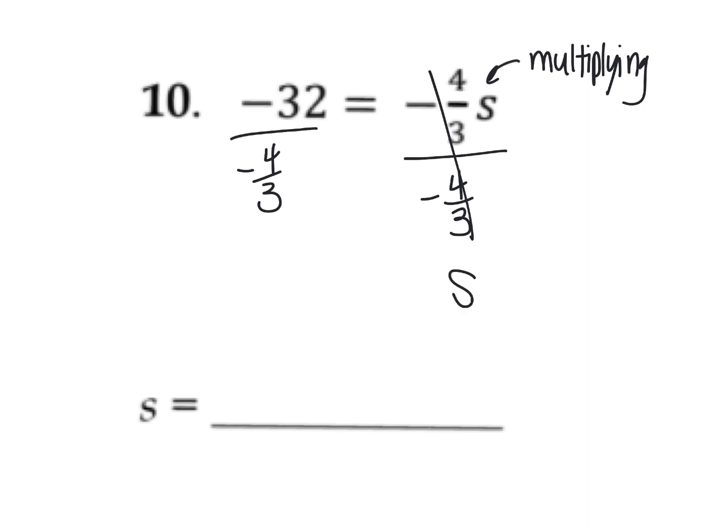So I just have an s on the right, and then on the left, you can type this right into your calculator. Type negative 32, divide by, and then you'll type negative 4 ABC 3. Use your ABC button. So again, that's negative 32, divide by negative 4 ABC 3. And you should get positive 24. So s equals positive 24.